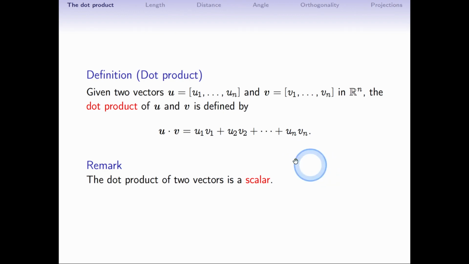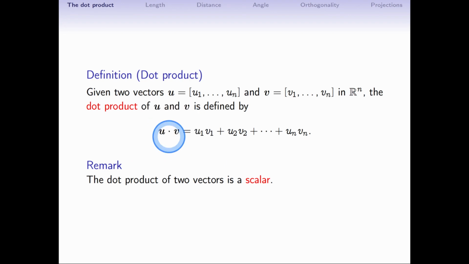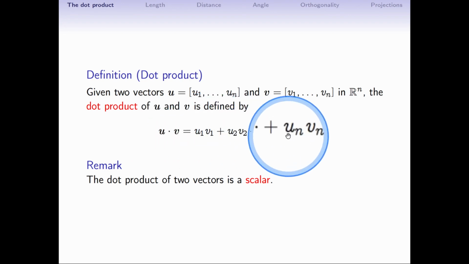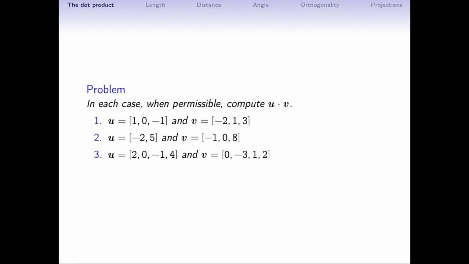Now what's important to remember here is that we start with a pair of vectors on the left, and after we're done computing the dot product, we have a single number or a scalar on the right-hand side. That right-hand side is just going to be a single number. Now, I think it will help us gain some appreciation for the dot product if we work a few examples. In each case, when permissible, compute the dot product of u and v. So, let's head over to the document camera and work these out in detail.